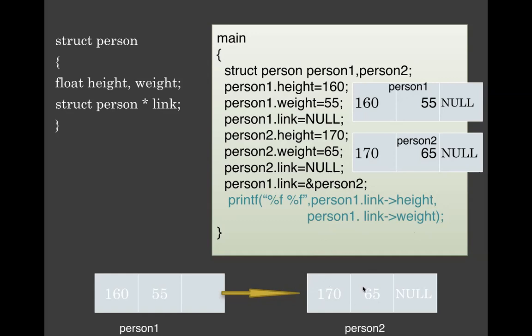So we have seen here that we have created two person structures and assigned the address of person 2 to person 1's link. So I can say person 1 dot link arrow height, arrow weight. This is what is called a self-referential structure. Hope you understand this. Have a great day.